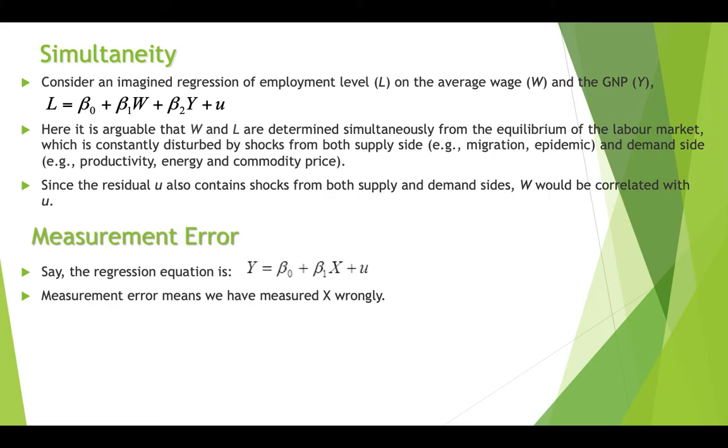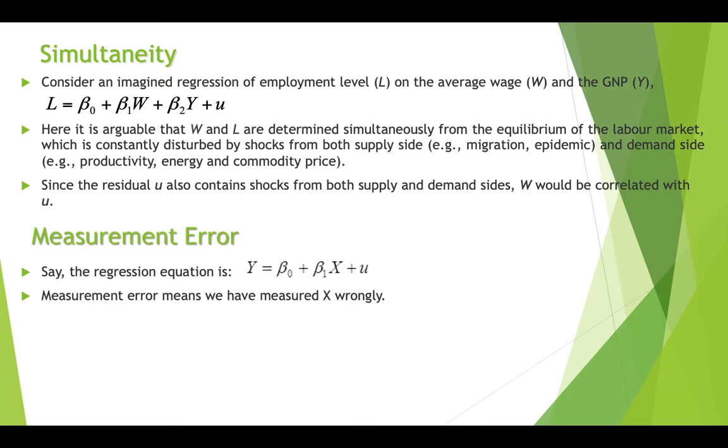Consider an imagined regression of employment level L on average wage W and GNP Y. So, L equals beta 0 plus beta 1 W plus beta 2 Y plus u. Here it is arguable that W and L are actually simultaneously determined from the equilibrium of the labor market. So both are disturbed by exogenous shocks from the supply side or from the demand side, and the residual u in the regression equation contains all those shocks. So, u is correlated with W in this way.